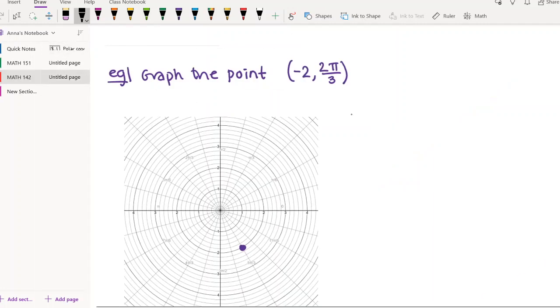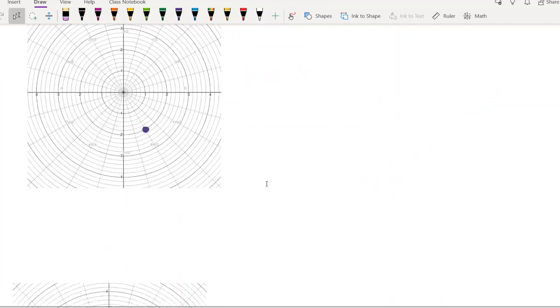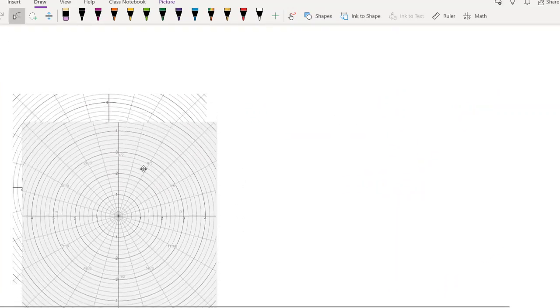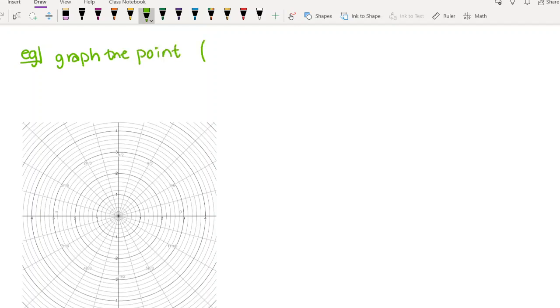Okay, let's do one more example where we have a negative radius. So let's do now the same one that we did on the previous page, but now with a negative radius. So let's graph the point. So now it's going to be -3. And actually I lied. We're going to do a slightly different point. We're going to do -5 pi over 6.